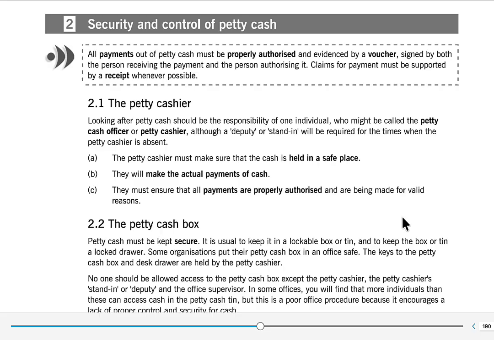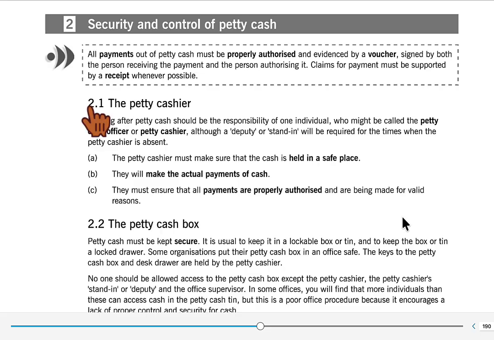Every payment must be evidenced using a voucher and usually a receipt. Signatures create responsibility and reduce misuse. Cash must be kept locked and access must be limited. Regular checking makes the system reliable and safe. That is Lesson 2. Next, we will go into Lesson 2.1, which is about the petty cashier.